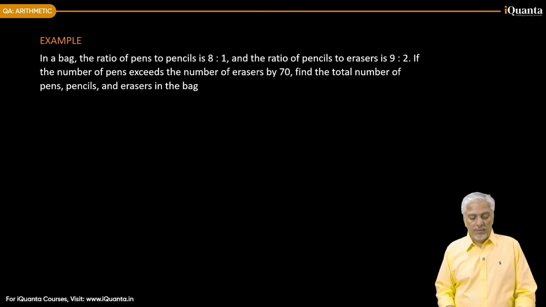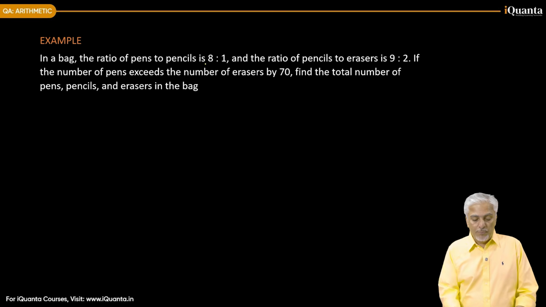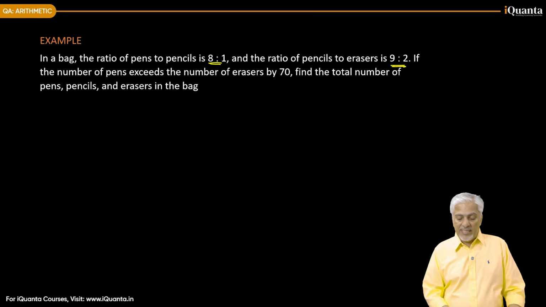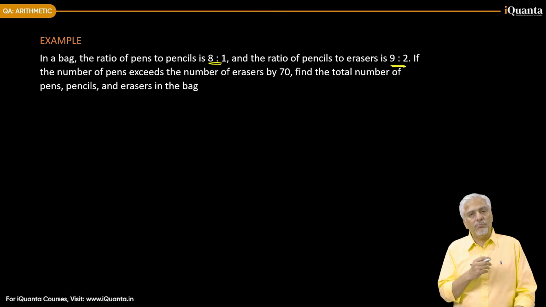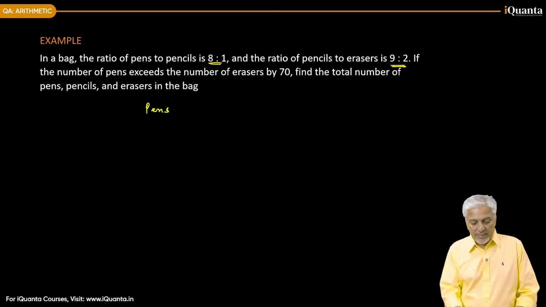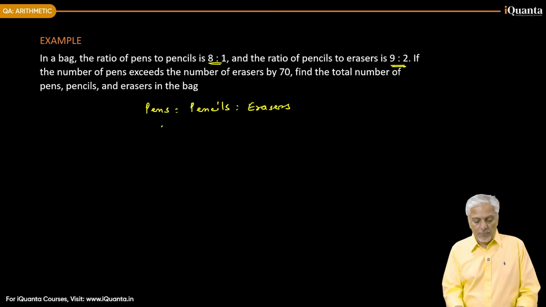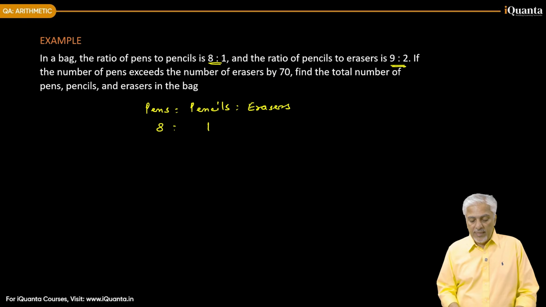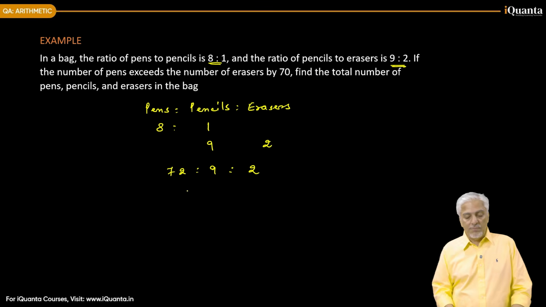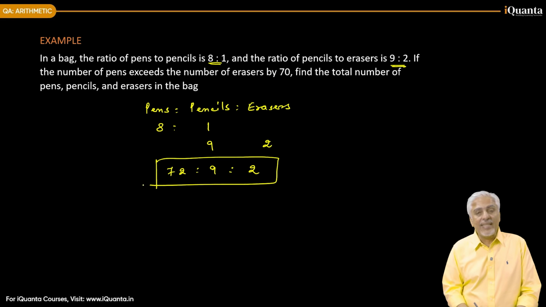Let's go to the next question. In a bag, the ratio of pens to pencils is 8:1. And pencils to erasers is 9:2. Okay, so without even reading further, pens, pencils and erasers. What have they told us? Ratio of pens to pencils is 8:1 and pencils to erasers is 9:2. Remember the method I taught you earlier, 9 8s are 72, 9 1s are 9 and 2 1s are 2. So this becomes the ratio of pens, pencils and erasers.